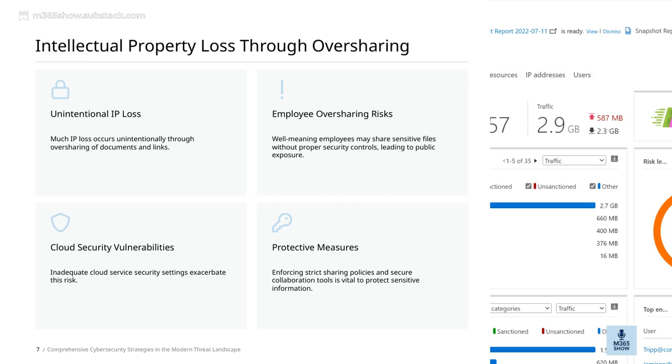So, fostering a culture of security awareness and establishing clear guidelines can help minimize these risks. All of these elements connect back to our overall goal: protecting our valuable intellectual property in an increasingly complex threat landscape.